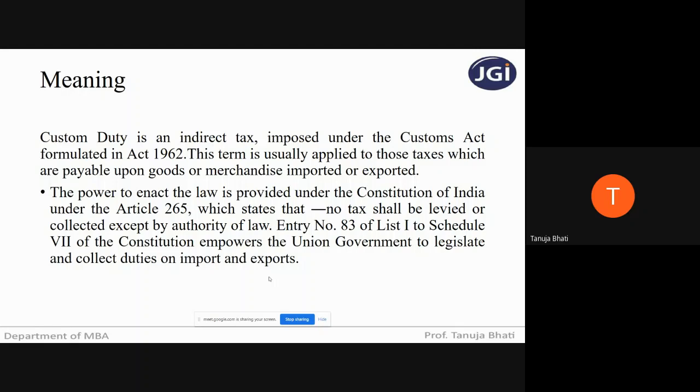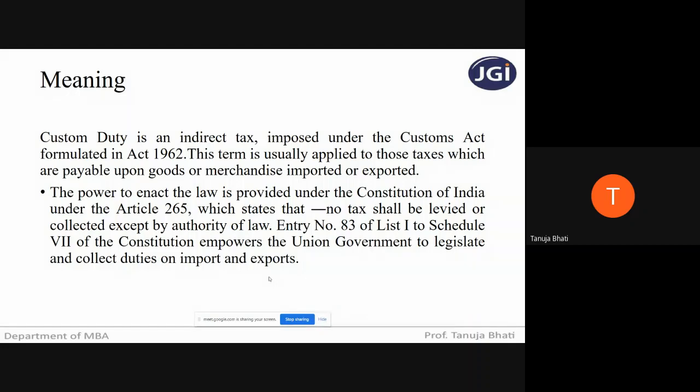It goes to the central government, and the state government has no stake in those particular taxes or duties. So just remember three things. Customs duty is an indirect tax. Customs duty is imposed only on goods and merchandise. Customs duty is empowered by the central government. It is being collected and levied by the central government on imports and exports. So this is the meaning of customs duty.